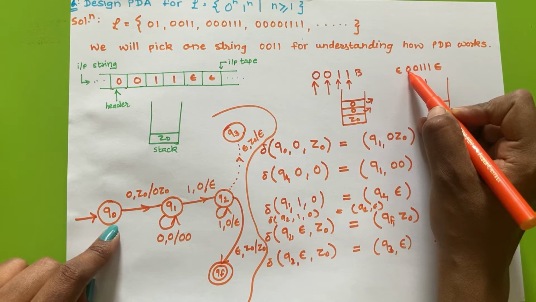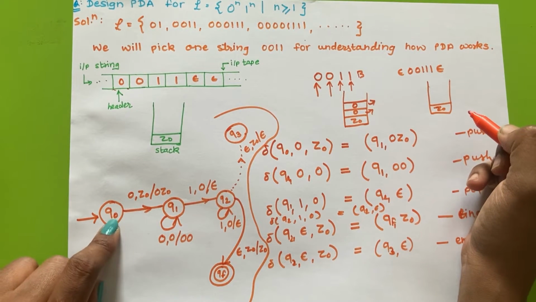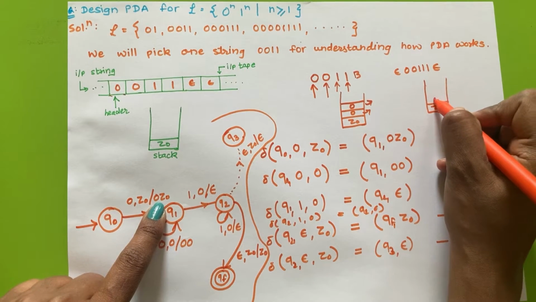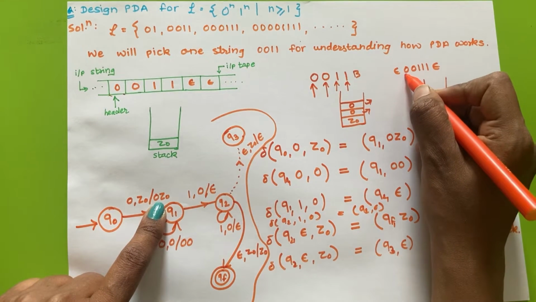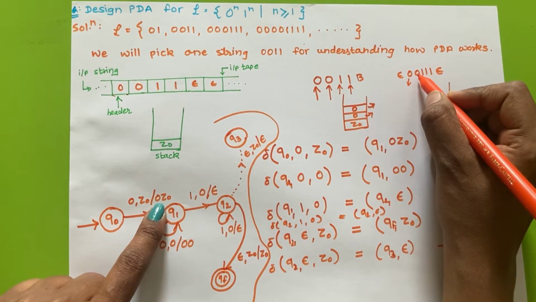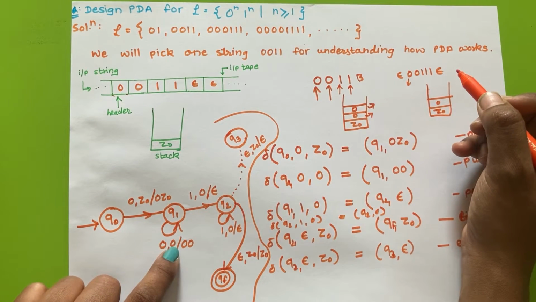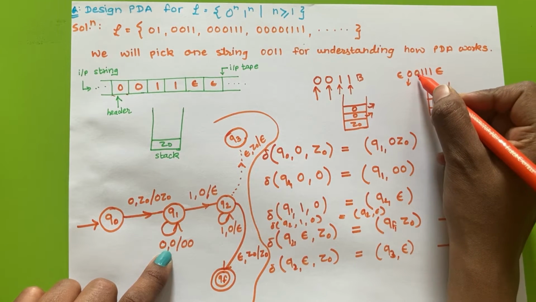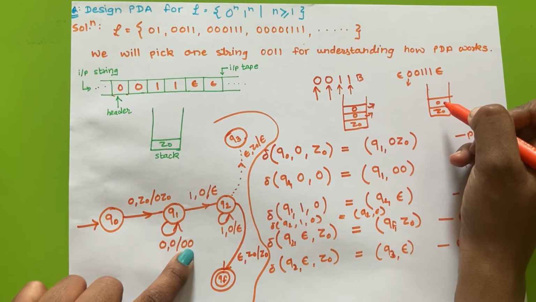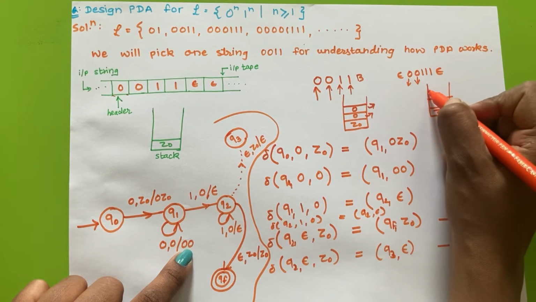So first for this 0 we will have top as Z0, so we are moving from Q0 to Q1 by transition 0, Z0, 0 Z0. Okay, so this 0 will be pushed onto the stack. Now we have next symbol as 0, so again for this 0 we have the transition 0, 0. If we are reading input symbol 0 and top of stack is 0, then we have to perform the push operation again. So this will be pushed onto the stack, and this will be the second 0.